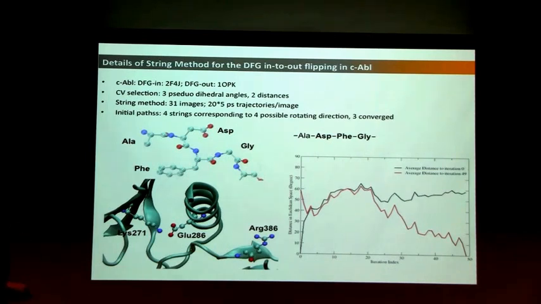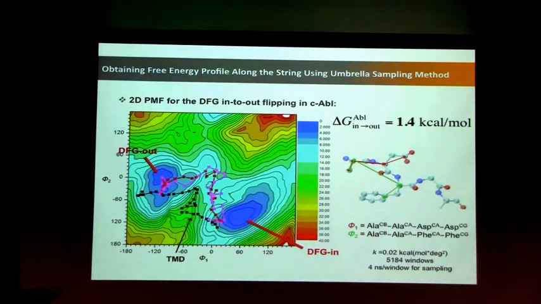So basically, Yilin did the string method on Abl and then C-Src, and this is the DFG. So the way it was done, I think, is on pseudo-dihedrals that are applied to these sets of atoms that I'm showing here. These sets of dihedrals help you see the conformational change. And then the initial path in black, I believe, was a kind of targeted dynamics.